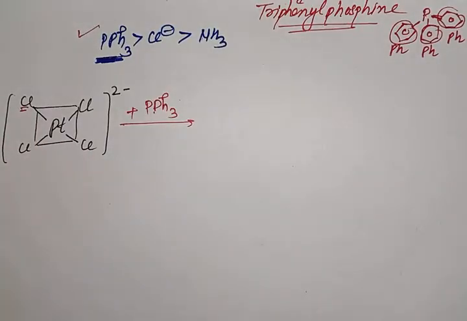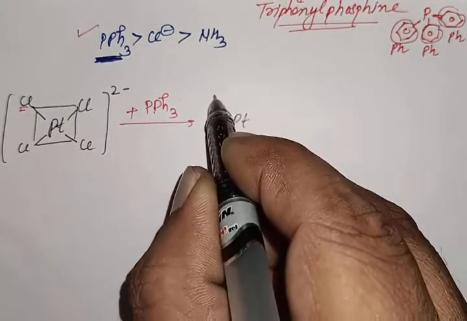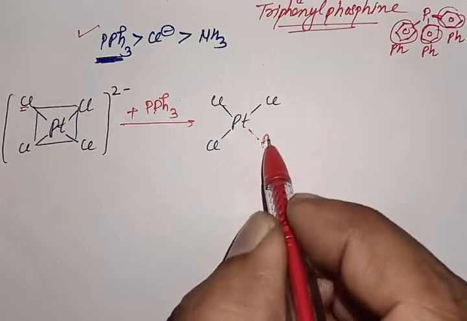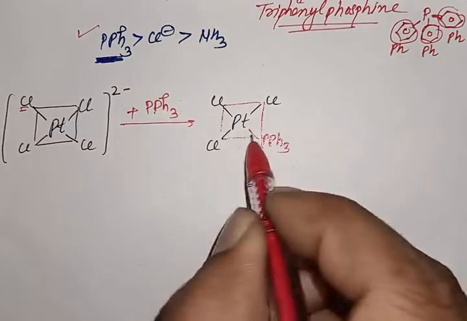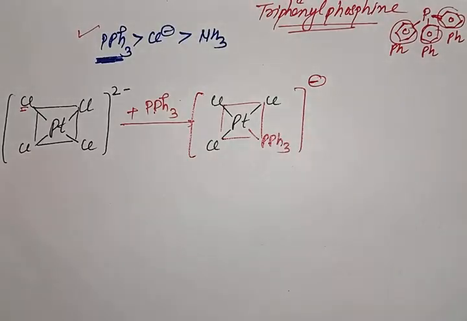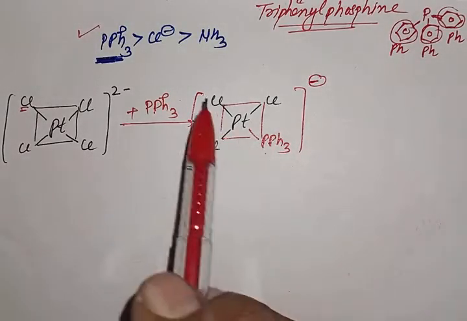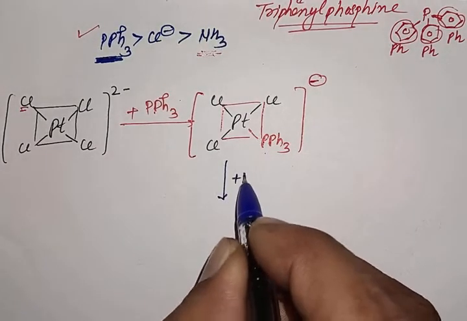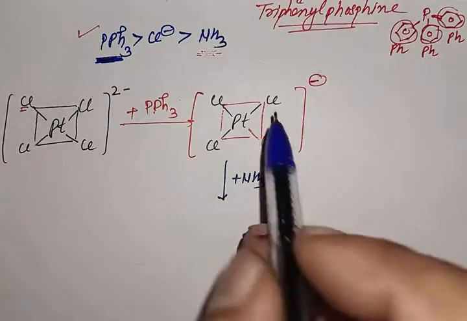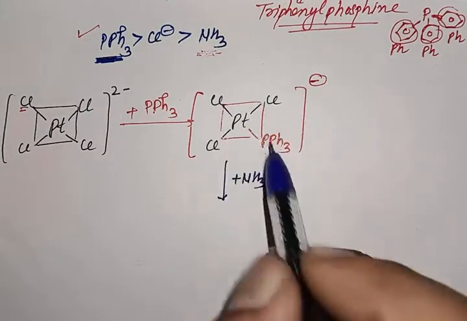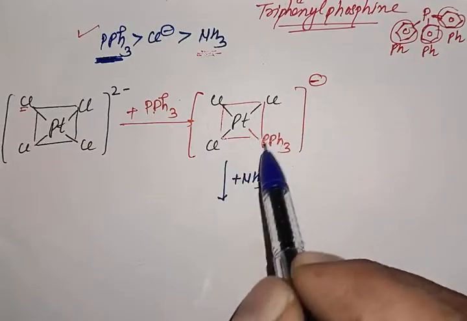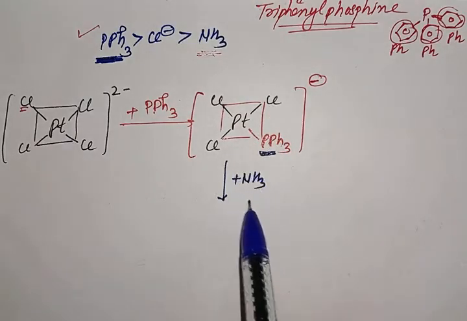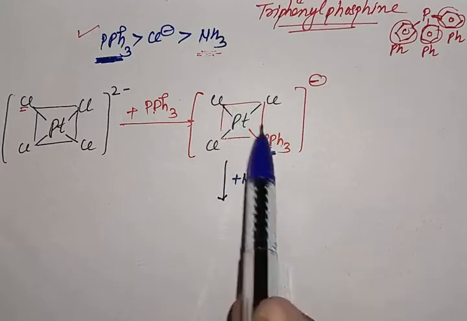The new complex will form as Pt, Cl, Cl, Cl. The incoming ligand triphenyl phosphine occupies this position, PPh3, minus oxidation state. We have to add one triphenyl phosphine and another NH3 ligand. So in step number 2, we will add the ligand NH3, ammonia. So this complex has 2 different types of ligand. One type is Cl and another type is triphenyl phosphine. Out of these 2 types of ligand, the trans effect of triphenyl phosphine is more as compared to Cl. So the incoming ligand NH3 will occupy the position trans to this triphenyl phosphine ligand.